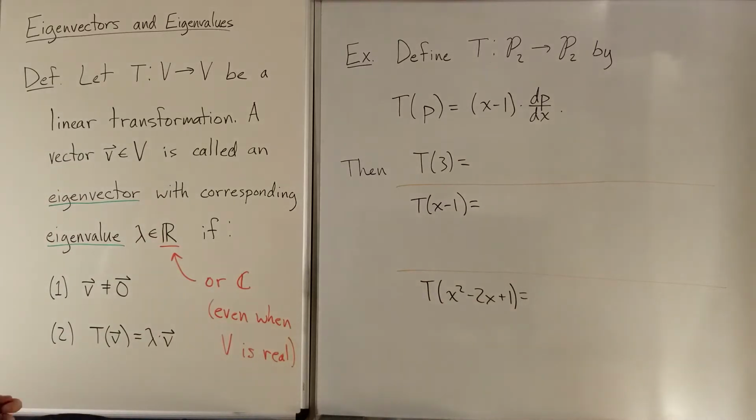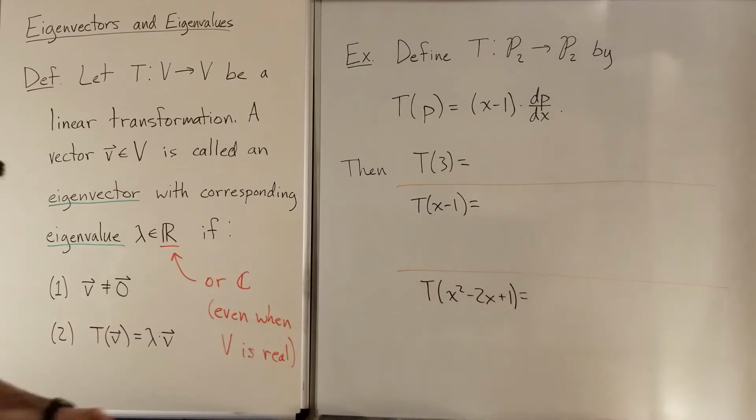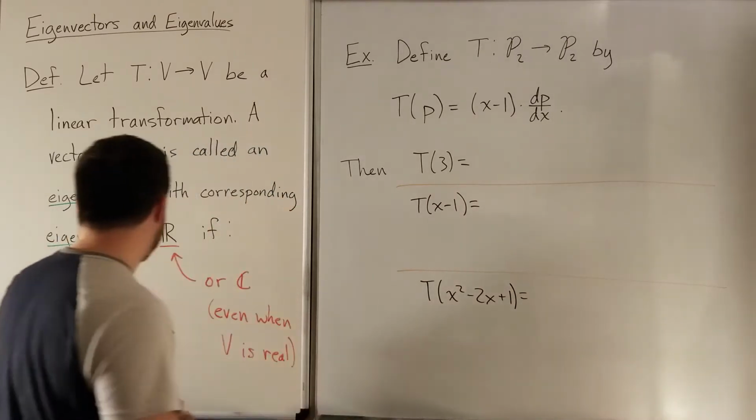The main place where this might make sense is when V is R^n, and we can just pretend that we're looking at complex coordinates instead of real coordinates.